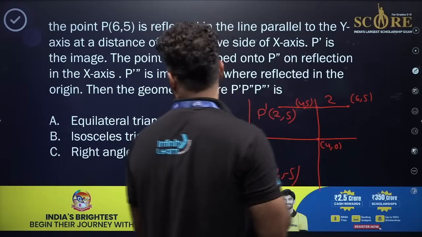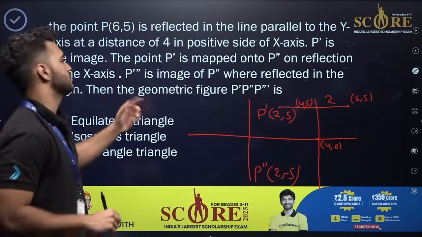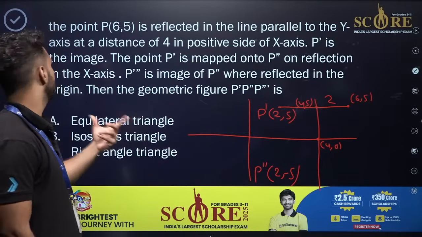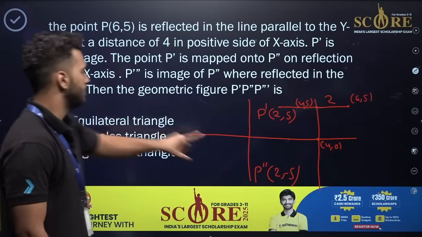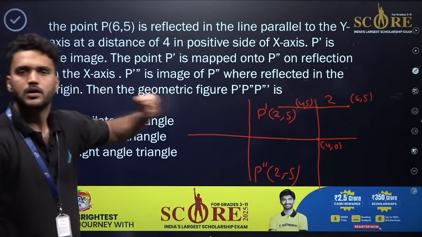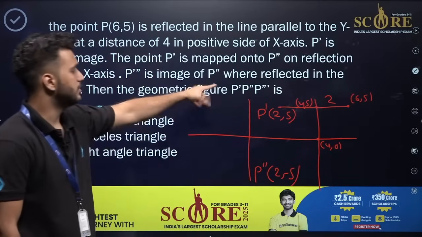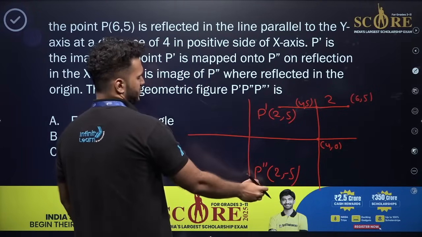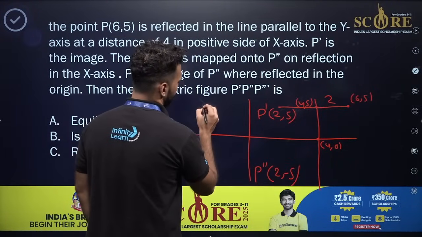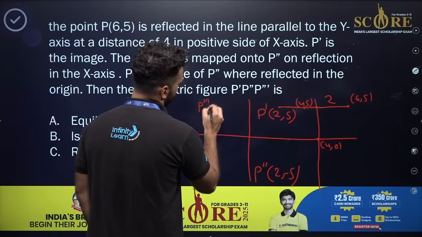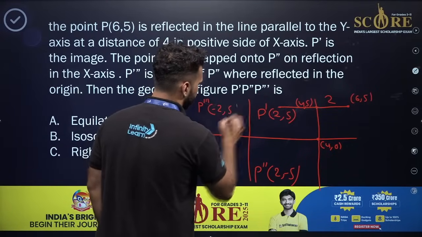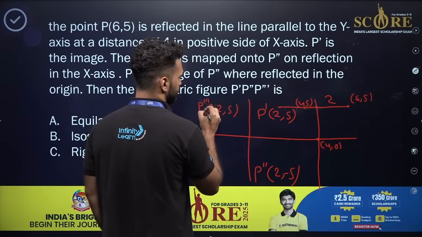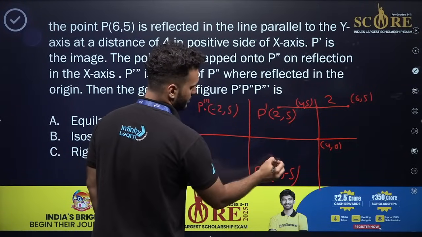Now next, there is one more point, P triple dash, which is the image of P double dash reflected in the origin. What will be the reflection of P double dash with respect to origin? Sir, change the sign of abscissa and ordinate, and Shubham has already given the answer, which is right. Minus 2 and 5. Very good, Shubham. So this is your point P dash, this is your P, and this is P triple dash.